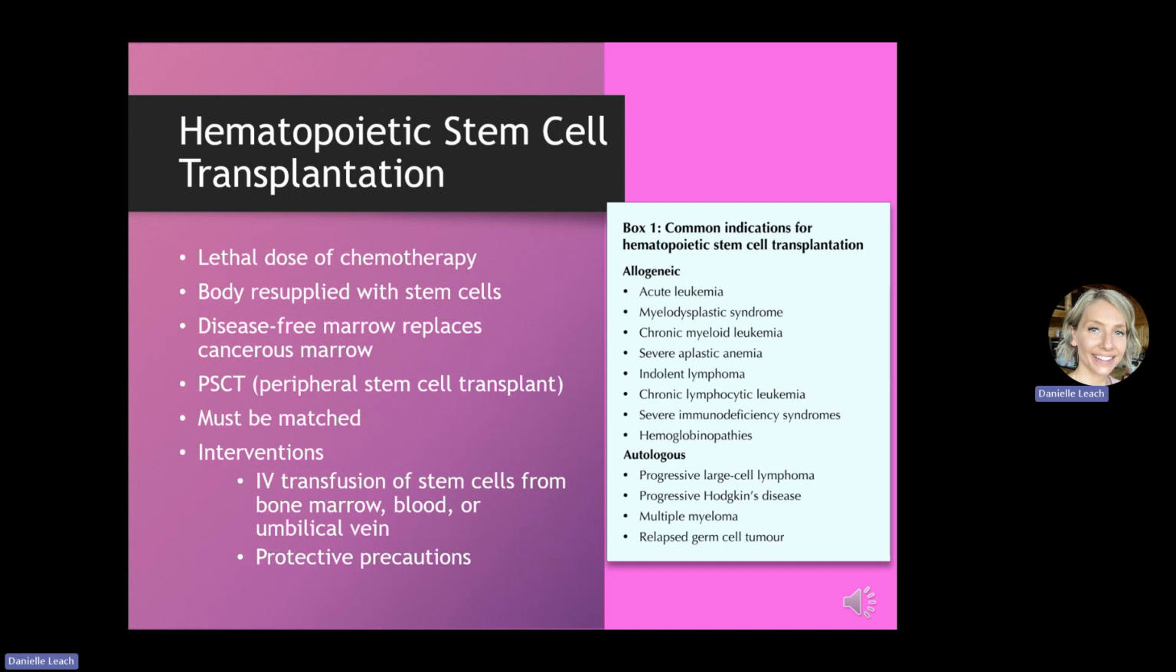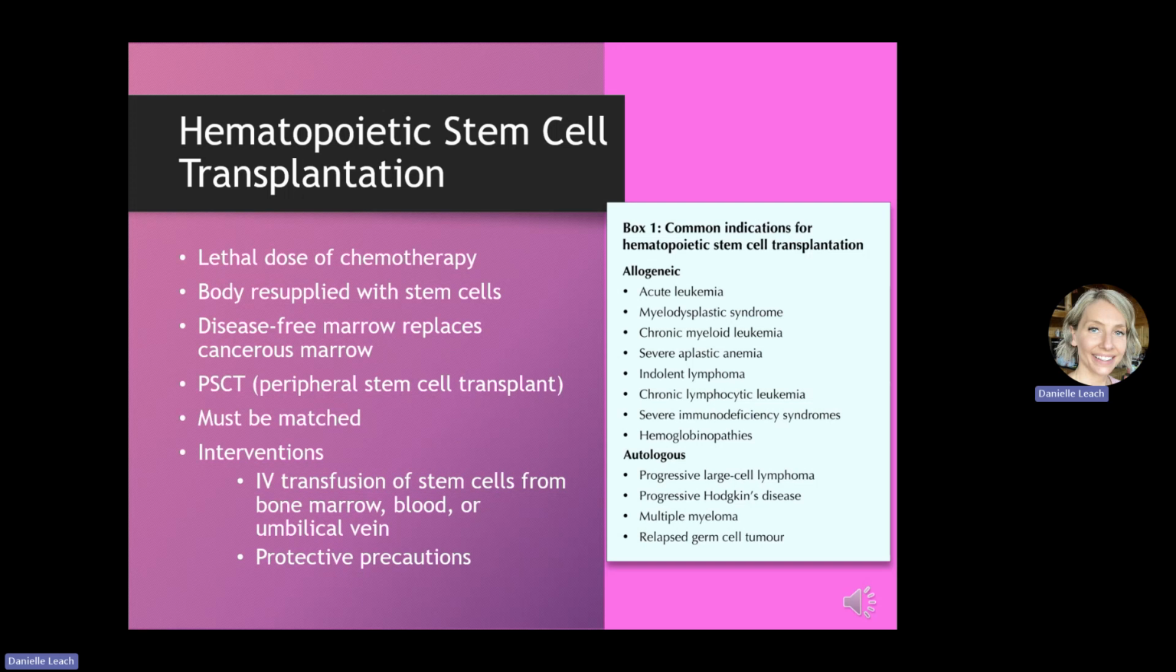So intervention wise, it will be ordered an IV transfusion of these stem cells from whatever place they're coming from, the bone marrow, the blood, or the umbilical cord. To resupply them with these stem cells so that they then have disease-free bone marrow to make their different blood products in the correct way.